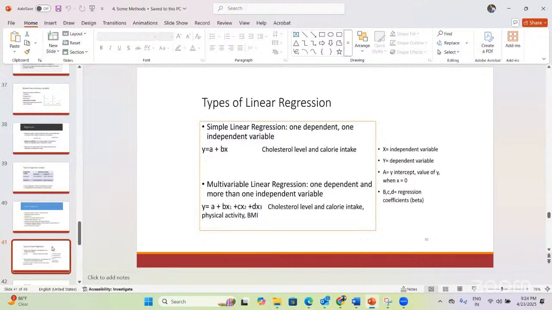If you have multiple independent variables or multiple controls, see the last equation: y equals a plus b1x1 plus b2x2 plus b3x3. x1 will be one independent variable, x2 will be another, x3 will be another. In such a way, we can make a multiple linear regression. Next.